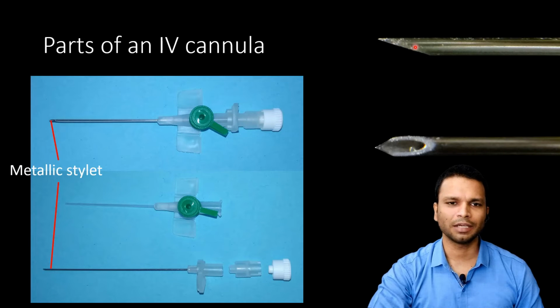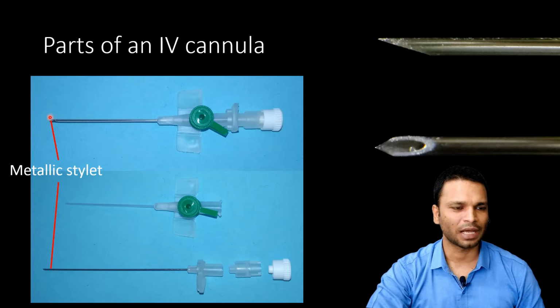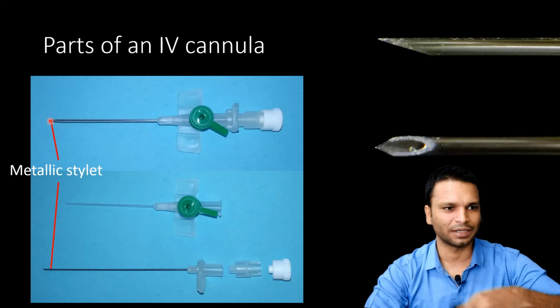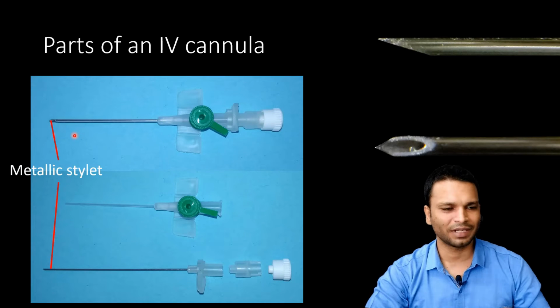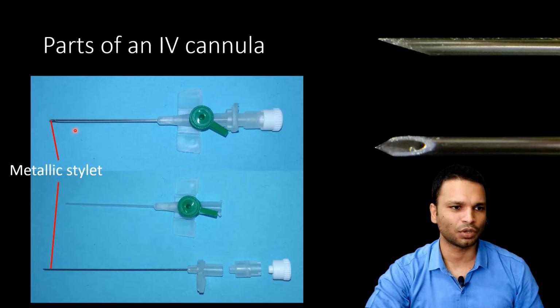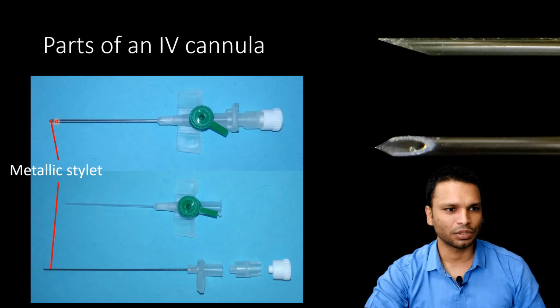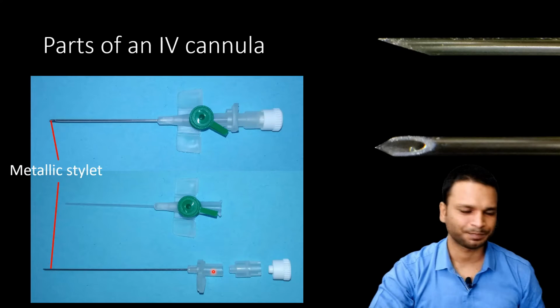Now this metallic bevel acts as a guide to this flexible tube. You can see the flexible IV cannula is not reaching the tip. So this acts as a guide while inserting the cannula inside the vein. Once we have reached inside the vein, this is a hollow tube. So if we are inside the vein, blood goes into this hollow tip and it comes out through this chamber here. We'll talk about this later.